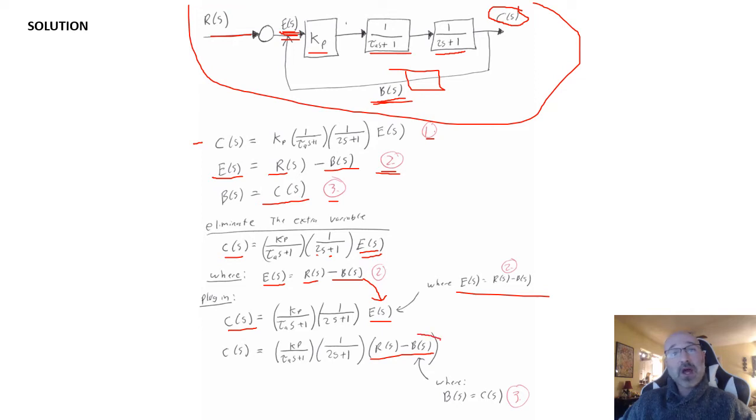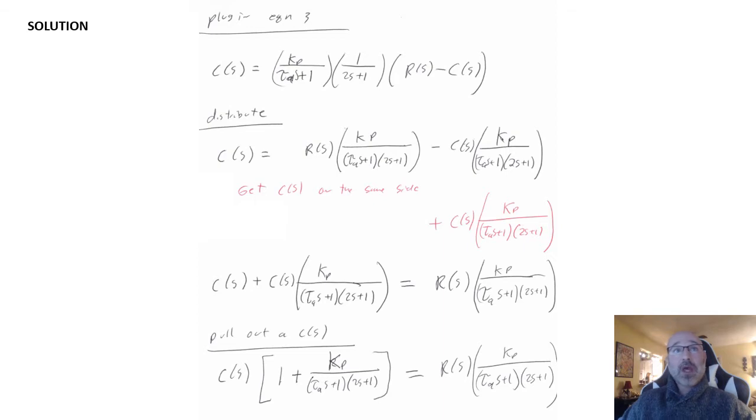But we also now know that we have a relationship for B of s from equation number 3 right here. So B of s is equal to C of s here. So we can plug that right into our equation number 1 for C of s. And when we plug in that relationship between B of s and C of s, we end up with this relationship here: C of s is equal to K sub p over tau A s plus 1 times 1 over 2s plus 1 times R of s minus C of s.